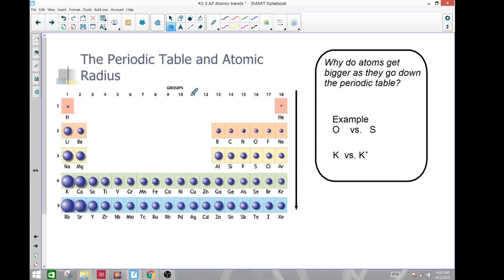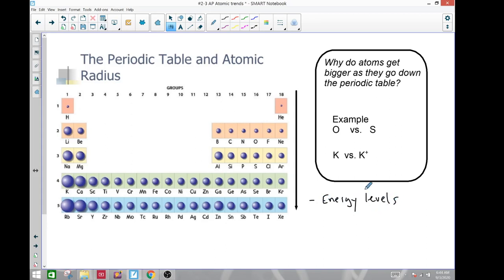All right, so here we go. Why do atoms get bigger as they go down the periodic table? That's a pretty important concept that you really want to have. And here we're looking at simply energy levels. That's all you got to do.